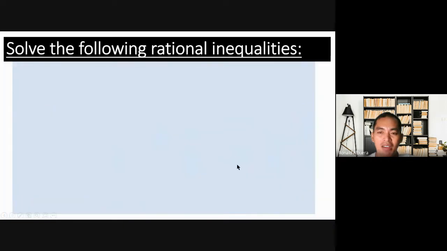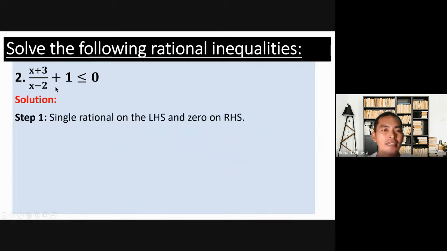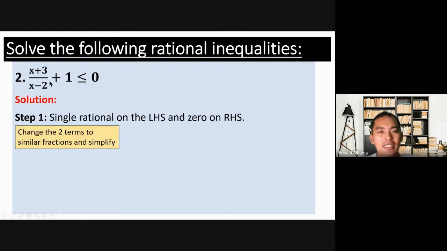So, another example. The given inequality is x plus 3 all over x minus 2, plus 1, is that greater than or equal to 0? Our step 1 is to write a single rational expression on the left-hand side of the inequality, with 0 already on the right side. So we simplify these two terms. Change the two terms to similar fractions and simplify.